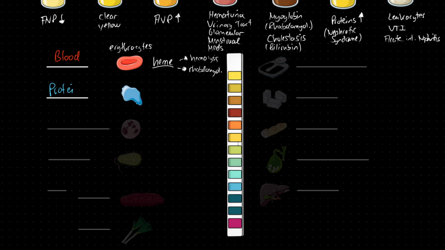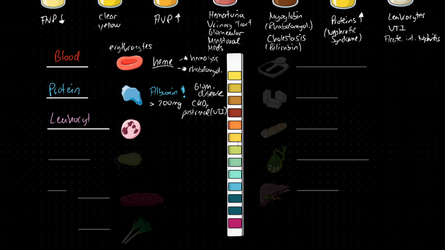Next is protein. The dipstick mainly detects albumin, and only when the amount exceeds roughly 200 milligrams. Small amounts of albumin are therefore not detected. Albumin in the urine may result from glomerular diseases such as nephrotic syndrome or chronic kidney disease. But it can also occur during urinary tract infections because inflammation or bleeding allows albumin to enter the urine after the kidney.